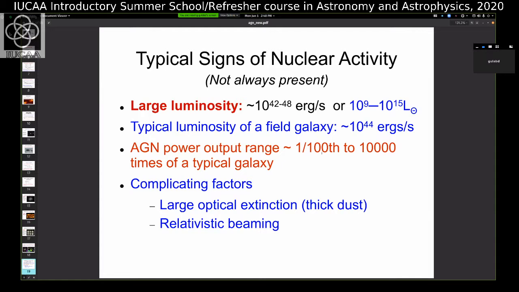Of course, there are complicating factors in measuring the intrinsic luminosity. For example, large optical extinction or thick dust lanes will reduce the measured luminosity. There can also be relativistic beaming, which enhances the apparent luminosity.